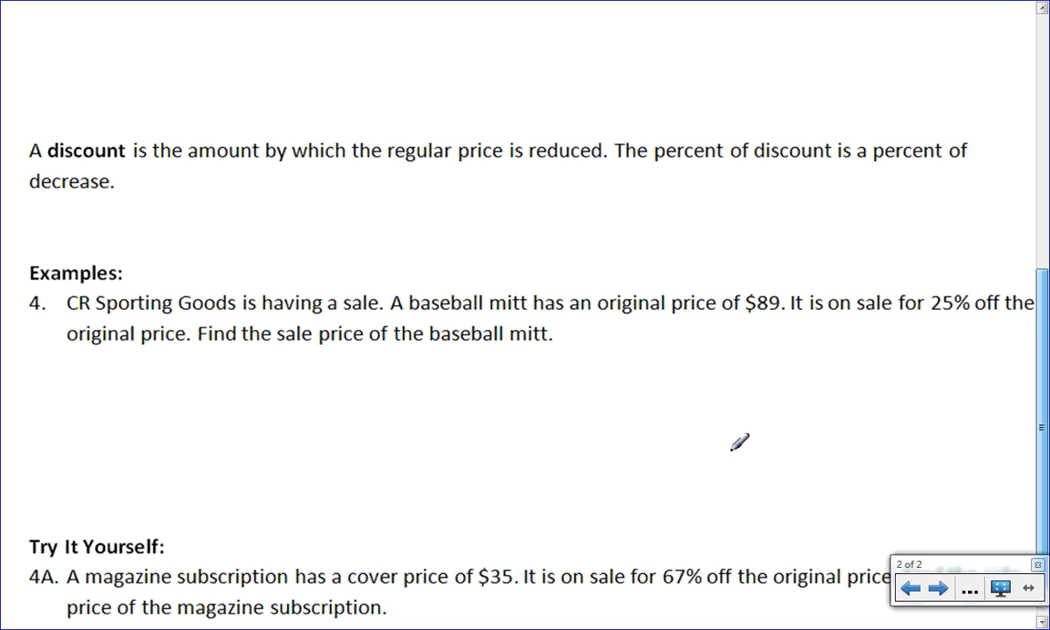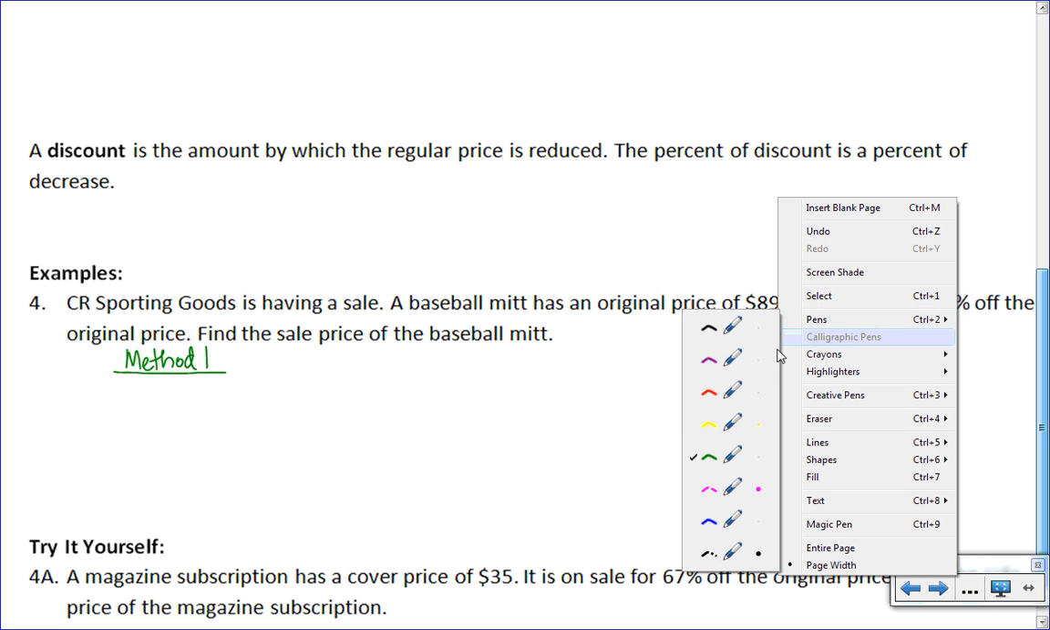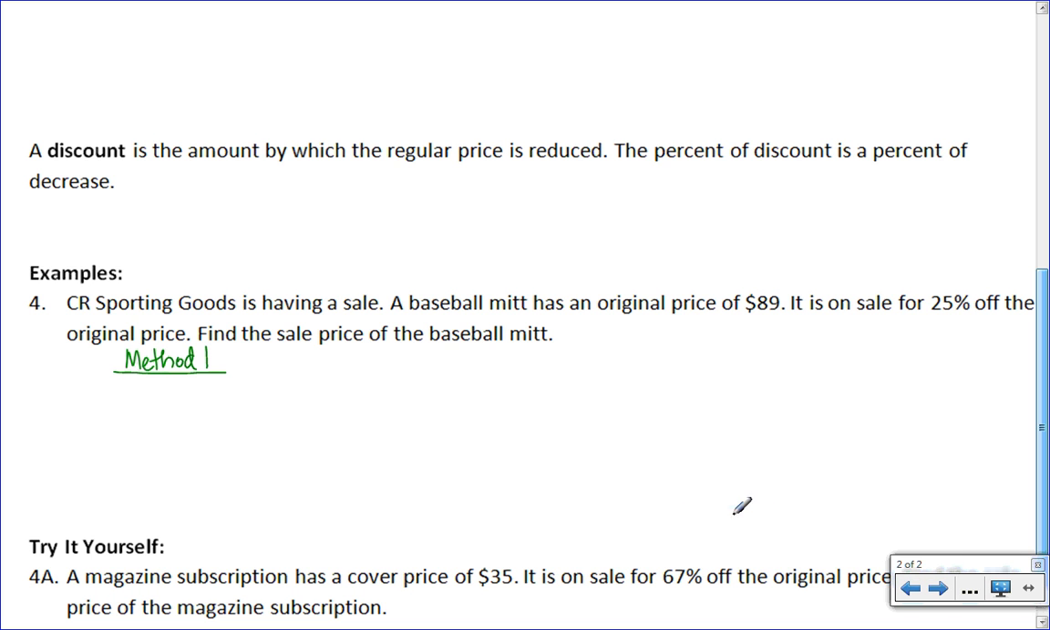So example 4 says, CR Sporting Goods is having a sale. A baseball mitt has an original price of $89. It is on sale for 25% off the original price. Find the sale price of the baseball mitt. Okay, so method 1, again, computes first how much the discount is. So the discount is 25% of the price.